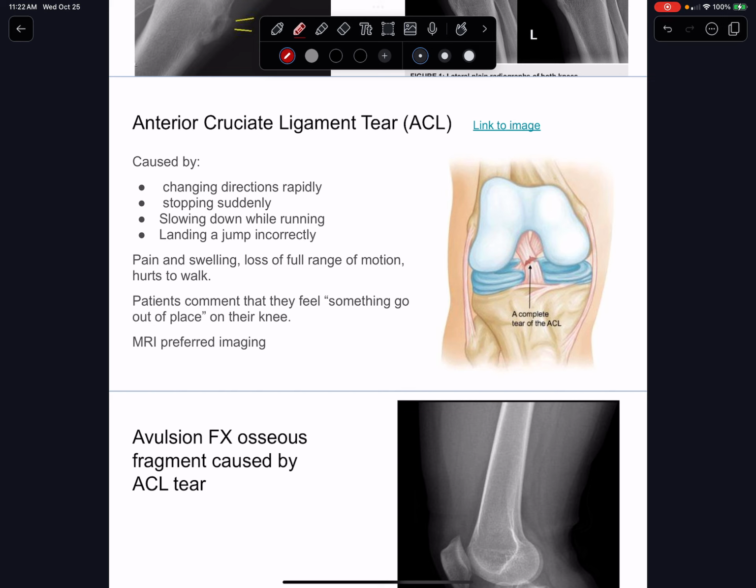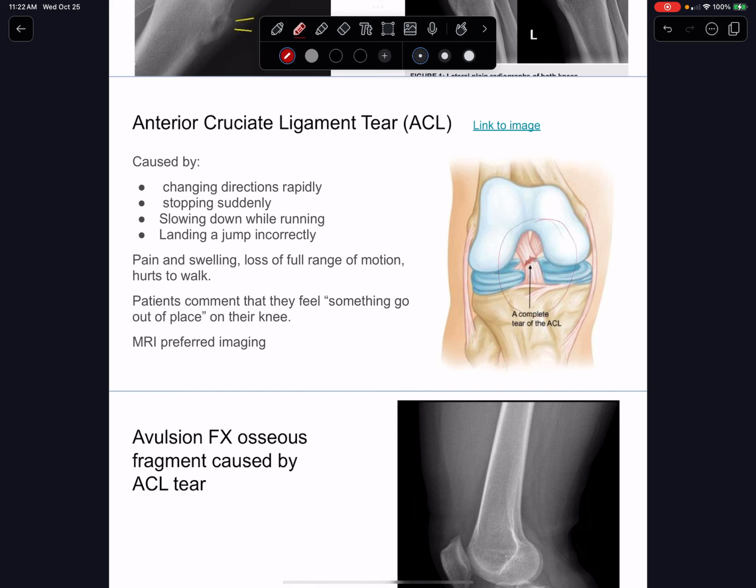So this kind of tear is caused by when you change directions rapidly. So again, the reoccurring theme here with these injuries is aggressive sports, soccer, football, anything where they're stopping and running, especially if you have cleats and your cleats are in the ground and then you jerk to move to another direction. You're changing directions quickly with your foot still basically in the ground, so it can cause a problem. This causes a lot of pain and swelling. They're not able to use a full range of motion. It hurts to walk, as you can imagine, just by looking at this drawing right here.